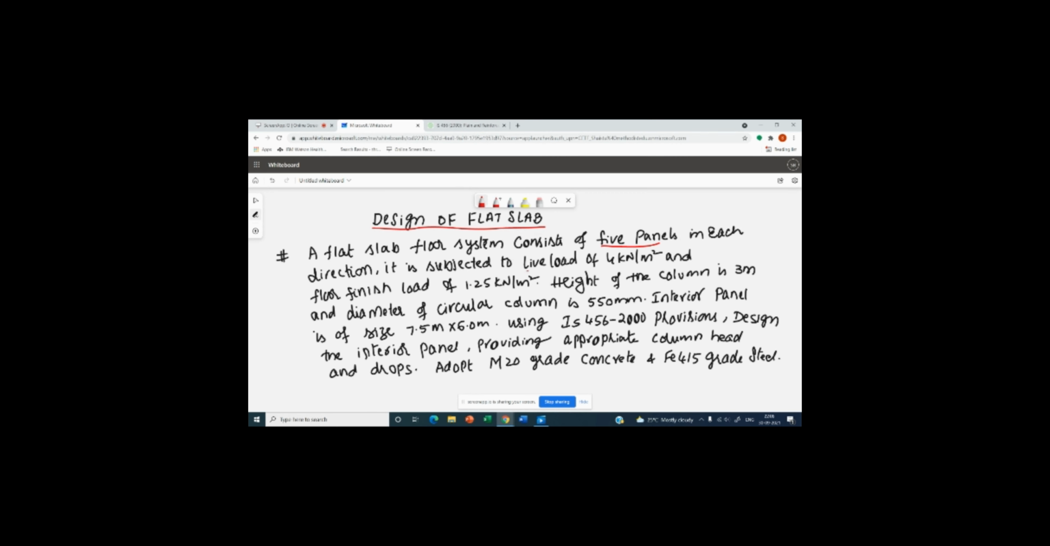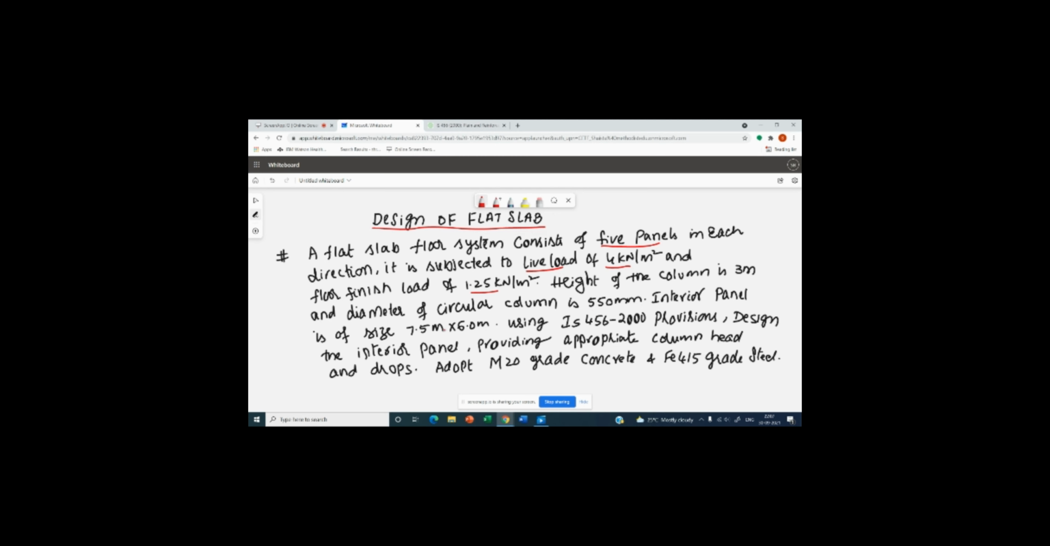It is subjected to a live load of 4 kilonewton per meter square and a floor finish load of 1.25 kilonewton per meter square. Height of the column is 3 meters and diameter of the circular column is 550 mm. The support is circular, that is the column is circular. We have to convert that circular column area into equivalent square area as I have discussed in my first video.